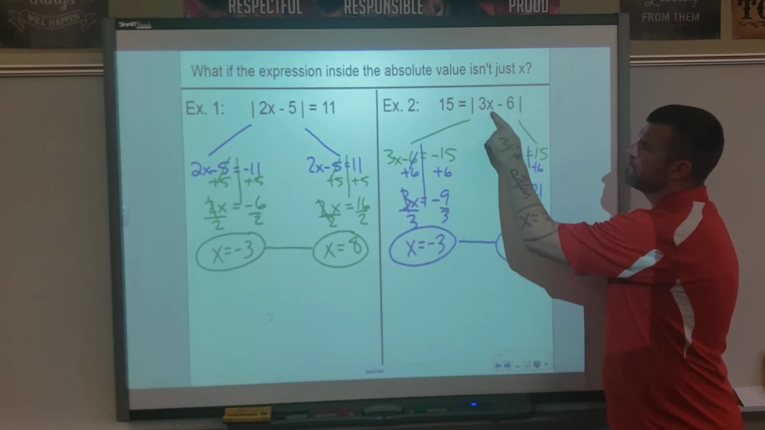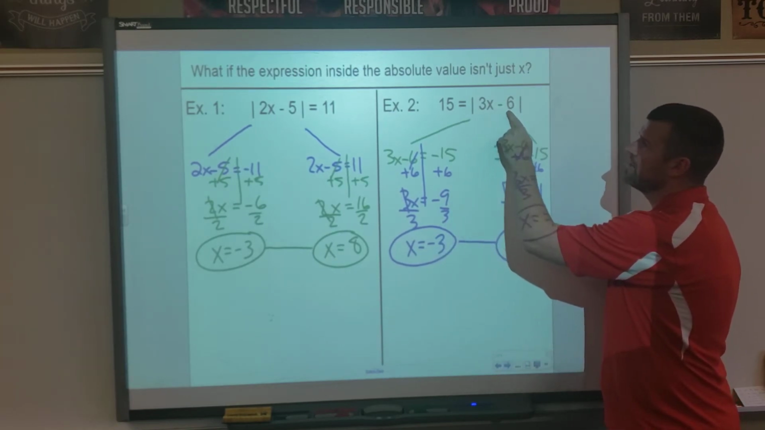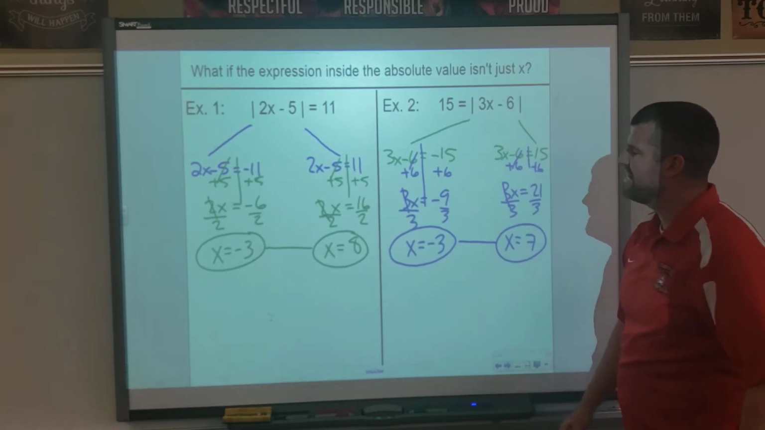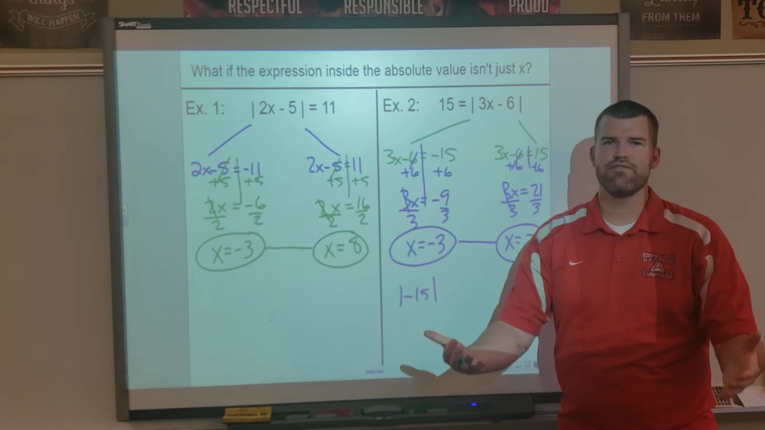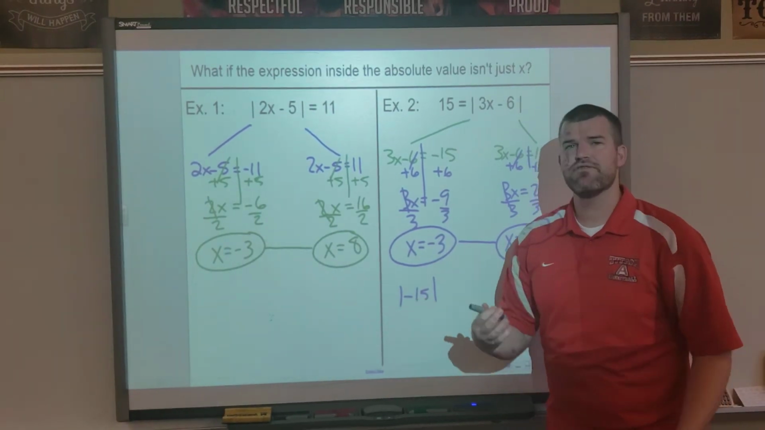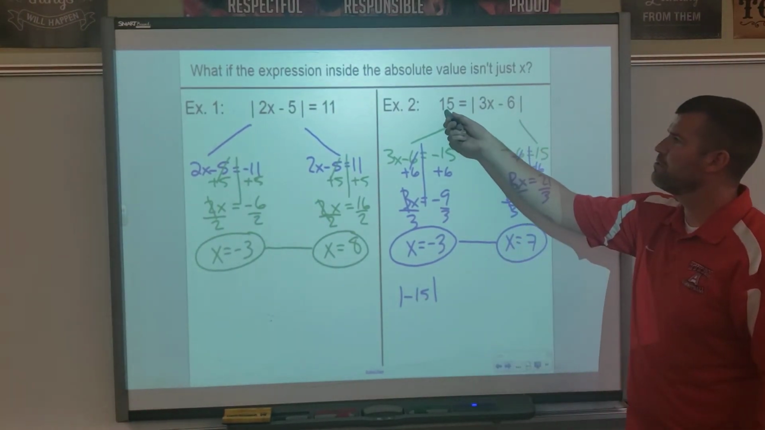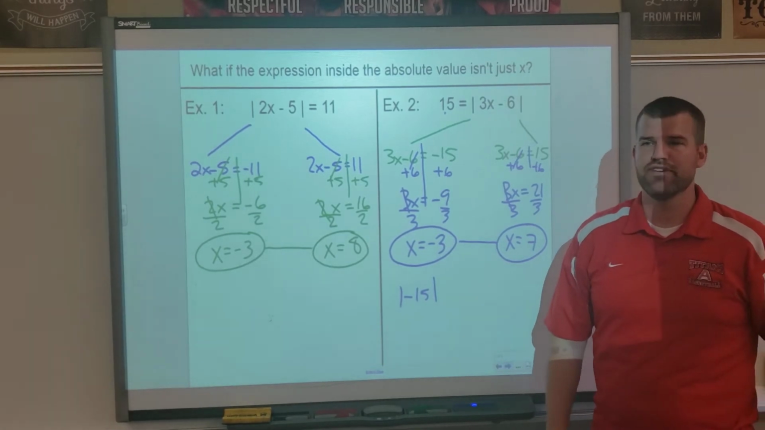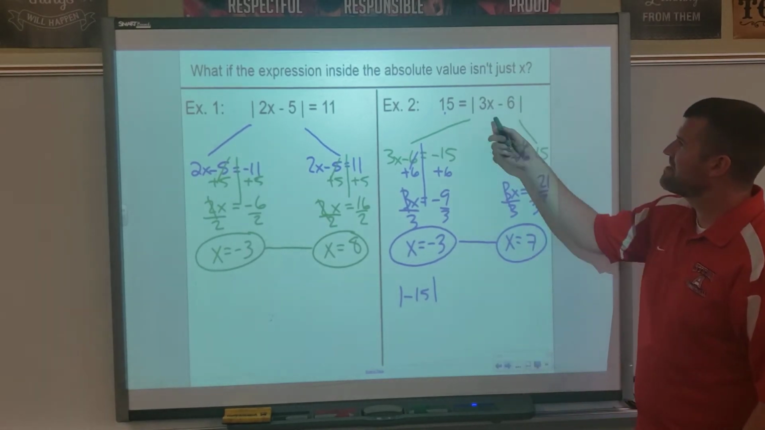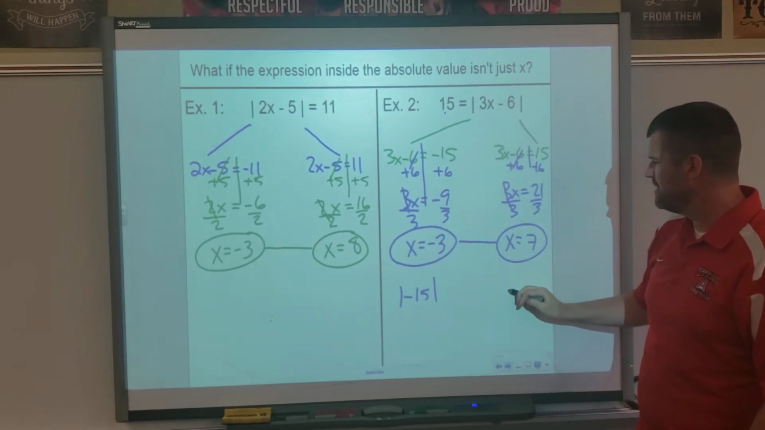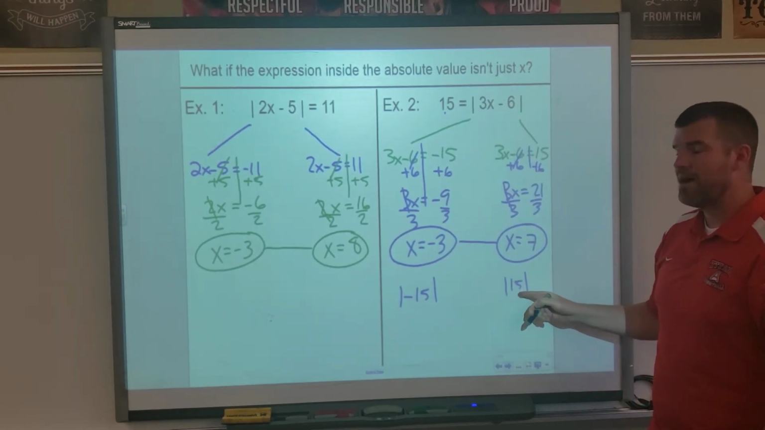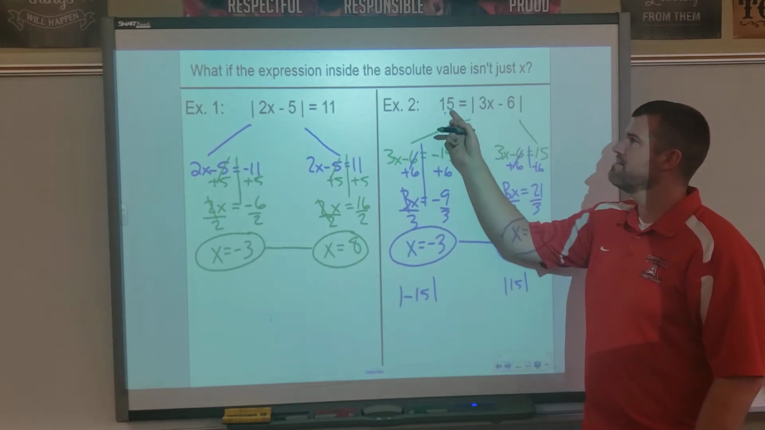3 times -3 is -9. -9 minus 6 is -15. And what's the absolute value of -15? It is 15. -15 is 15 spots from 0. So we got that absolute value to equal 15. Same thing, if we plug in 7, we end up getting 21 minus 6, which is +15. And we know that the absolute value of +15 is 15.